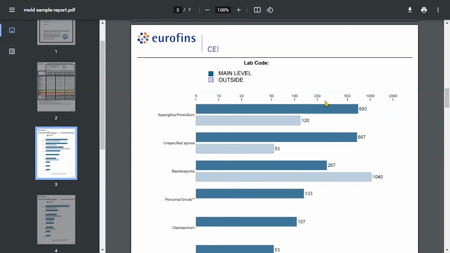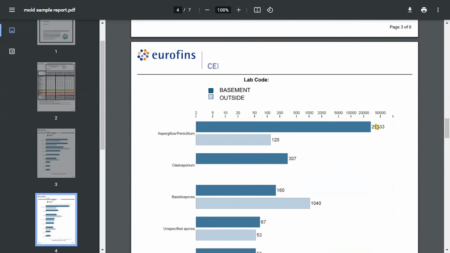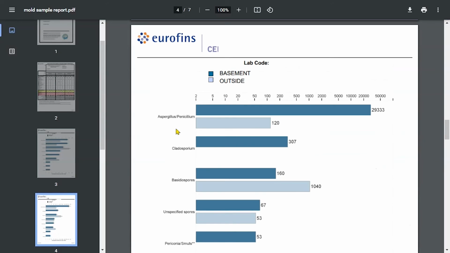So keep in mind that this will vary depending on how many they found, and it's not to scale. So that can be misleading. The upper one was out of 2,000. This is out of 50,000 plus. So there is a 29,000 calculated spores per cubic meter. That's very elevated, and that's Aspergillus penicillium in the basement.